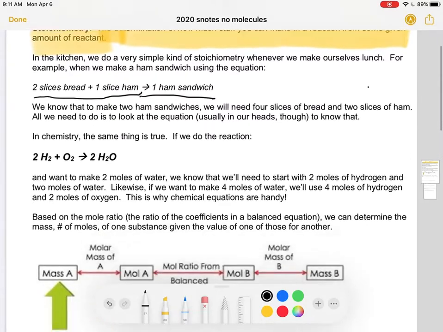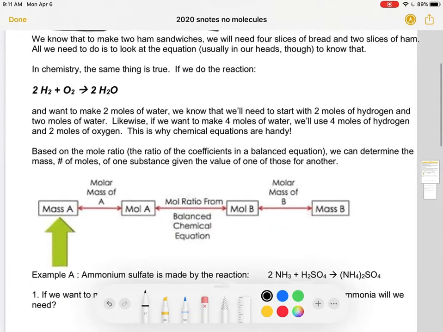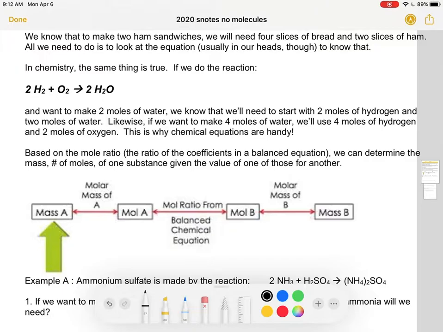So our reaction here, making water, is just a review of our moles. If we want to make water, it takes 2 hydrogen gas molecules and 1 oxygen gas molecule to produce 2 moles of water. So if we want to make 6 moles of water, for example, we would need 6 moles of hydrogen and 3 moles of oxygen. So we need half as much oxygen.